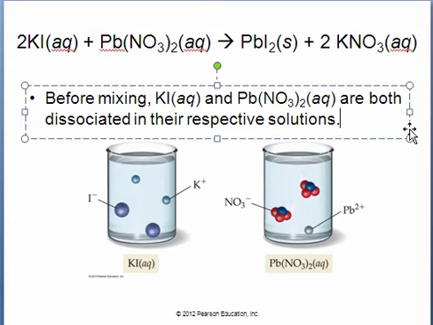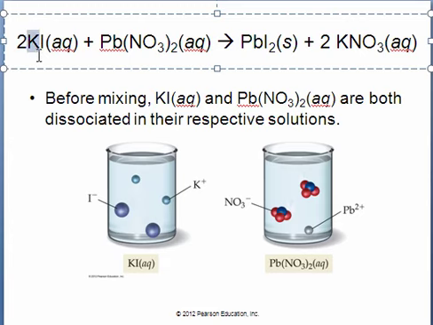When these two combine, we basically get a switching of ions. That's why this is also known as a double displacement reaction. The potassium is with the iodide on the reactant side, but on the product side, the potassium is with the nitrate. The lead is with the nitrate on the reactant side, but on the product side, it's with the iodide. So we've basically had a switching of ions, and that's basically how precipitation reactions form.